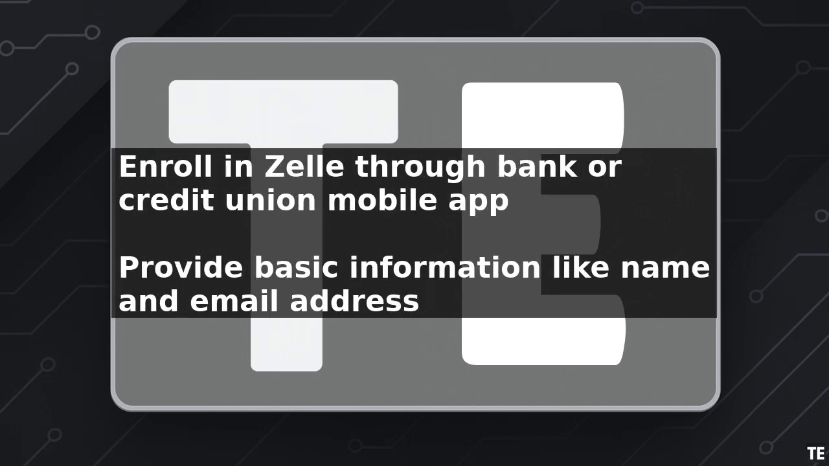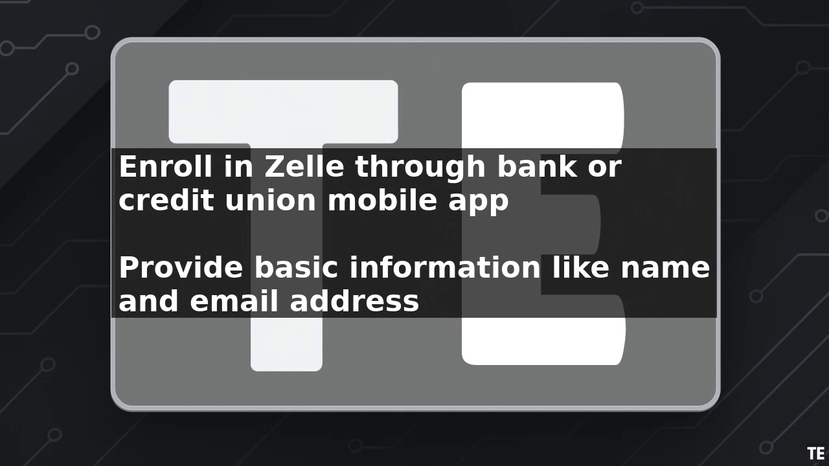You will typically need to provide some basic information such as your name and email address or mobile phone number. Next, you will need to verify your identity by receiving a one-time verification code sent to your email or mobile phone. Enter this code into the registration page to complete the verification process.